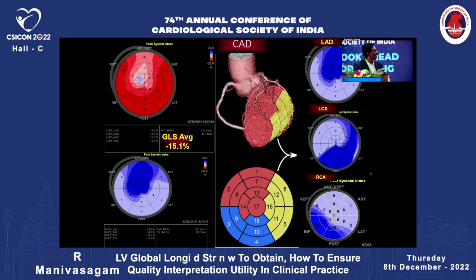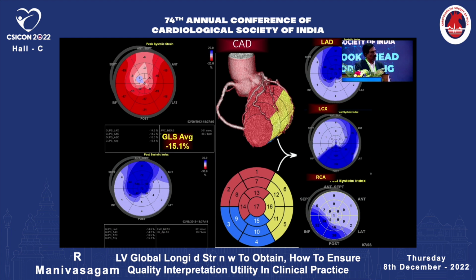And apart from this, it gives you the global value. Looking at this bullseye, I can say this is a normal segment, this is an infarct segment, this is a dyskinetic segment. And apart from that, global longitudinal strain also gives you overall ventricular performance. And looking at the area in which it occurs, we can tell you this is the LAD territory, this is an LCX territory, this is an RCA territory.